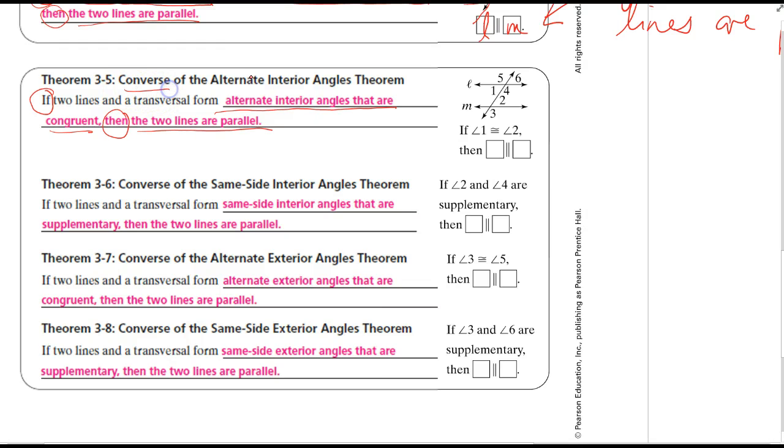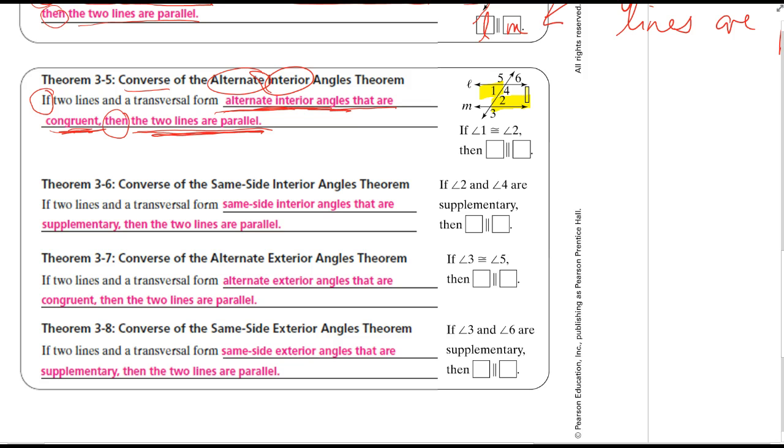Now we're going to do the converse of the alternate interior angles theorem. We're told that the alternate interior angles are congruent, and now we can make the conclusion that the lines are parallel. So if I know that angle 1 is congruent to angle 2, so there's my given, then my conclusion, first of all, let's highlight that. Angle 1 congruent to angle 2.